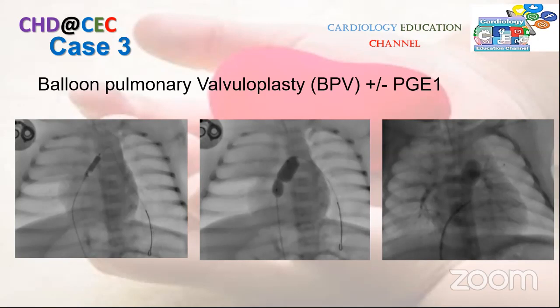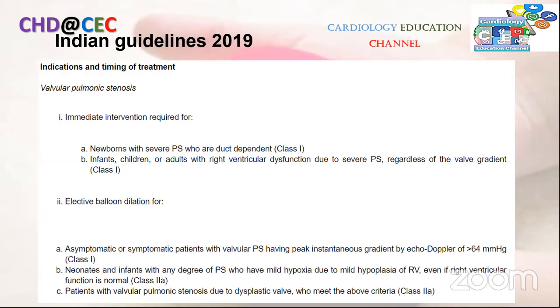Yeah. So to conclude the indications, timing, and management options for the babies, we have the latest Indian guidelines 2019. Valvular pulmonic stenosis: immediate intervention is required for newborns with severe PS who are duct dependent, class 1. Infants, children, or adults with right ventricular dysfunction due to severe pulmonary stenosis, regardless of the valve gradient, as Khaled mentioned, because of the impaired function. This is also class 1, immediate intervention.